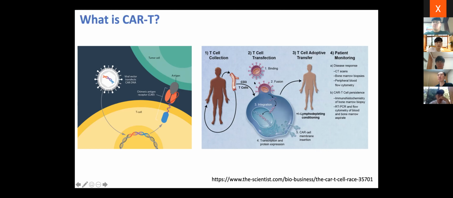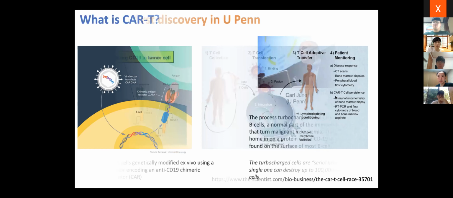So this is kind of an autologous therapy, which is to take out the patient's own T cells and inject them again after they get modified. After that, the patient is constantly monitored for disease response and for the persistence of the CAR T cell.